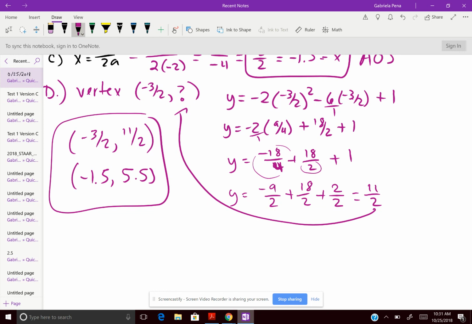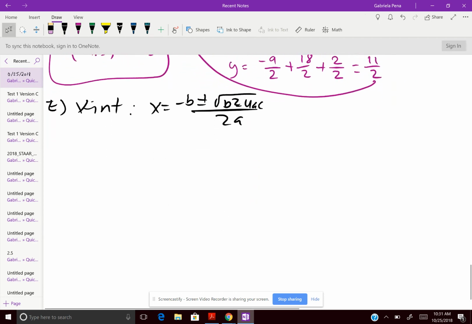The x-intercepts are even crazier. Questions? To do x-intercepts, we're going to have to use x equals negative b plus or minus the square root of b squared minus 4ac, all over 2a. Remember that formula? The quadratic formula?